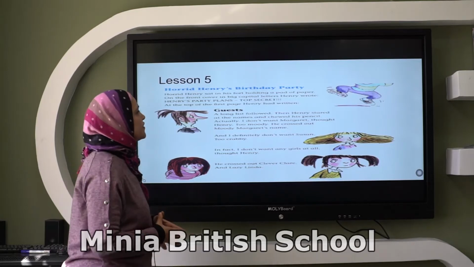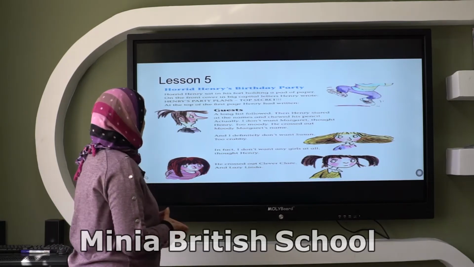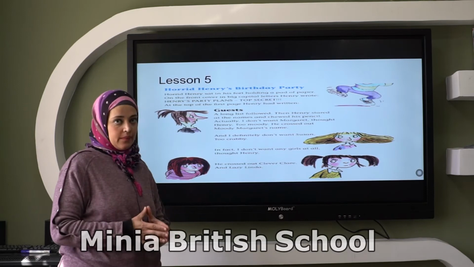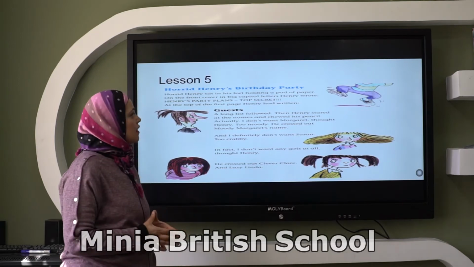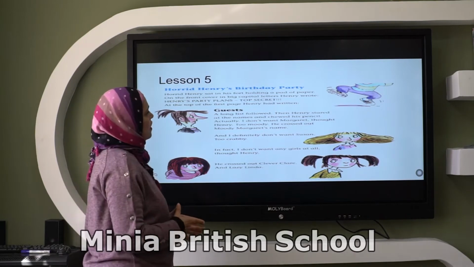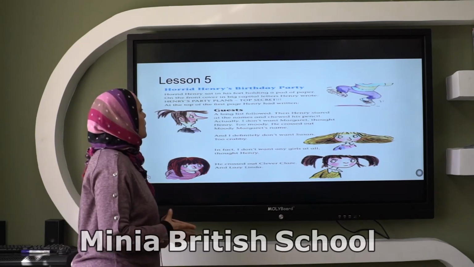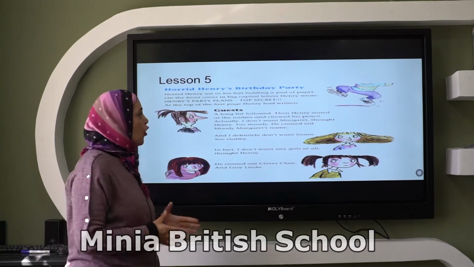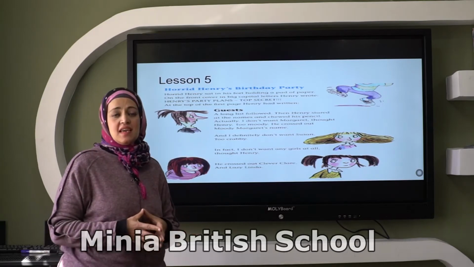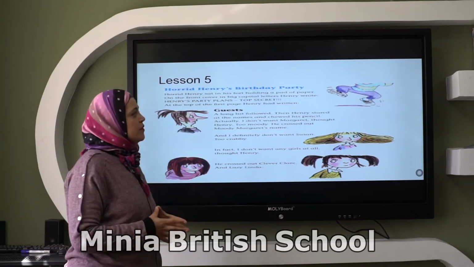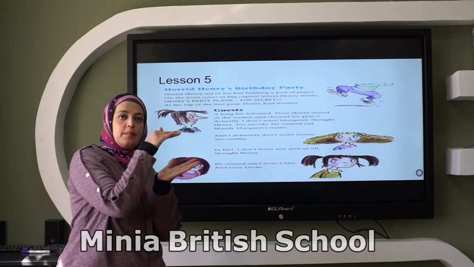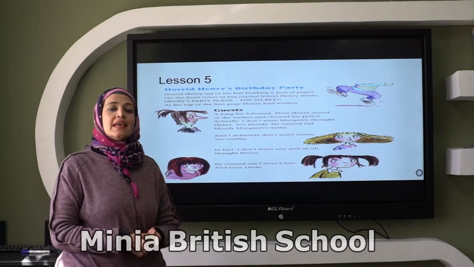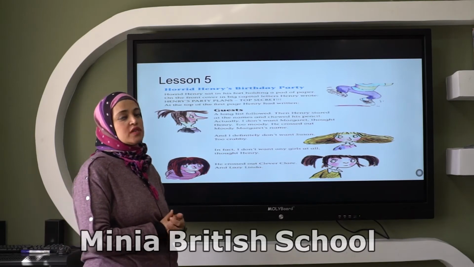Okay, Henry's birthday party. Henry sat in his fort holding a pad of paper. On the front cover, in big capital letters, Henry wrote, Henry's party plans, top secret. So, what was Henry holding in his hand? A pad of paper. What do I mean by a pad of paper? A package of paper. For doing what? For making a list for the guests that will come to his birthday party.